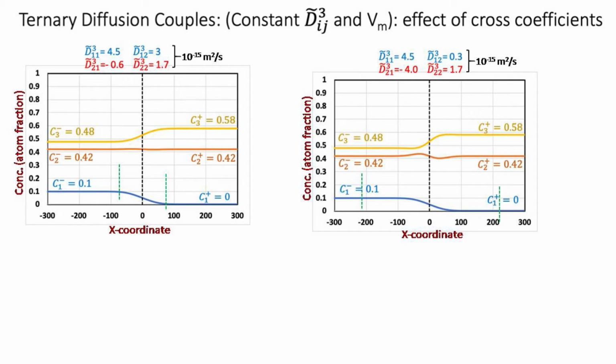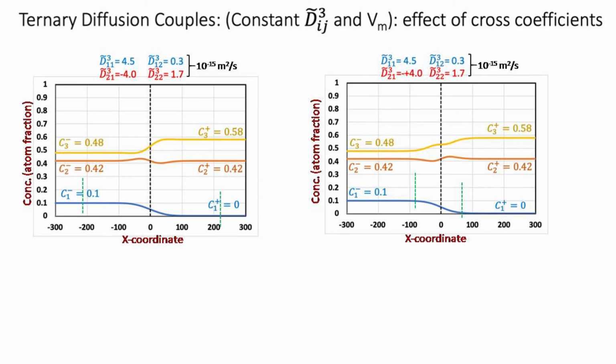Now, the cross coefficient can be negative or positive. In this case, I considered negative cross coefficient. What if the coefficient was positive? In this slide, I am comparing two cases again. In the first case, coefficient of 21 is negative, whereas in the second case it is positive.